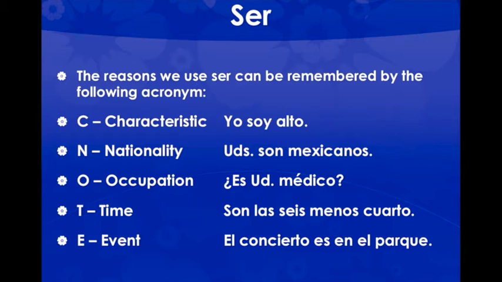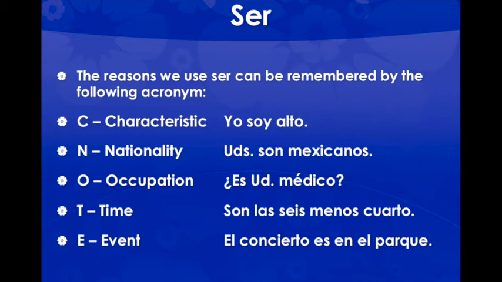If we were describing the nationality of somebody, whether we're saying you all are Mexican, ustedes son mexicanos, or you all are from Mexico, ustedes son de Mexico, that would be ser as well. Occupation is the same way. Your occupation or your nationality is somewhat of a characteristic as well, no? So if you wanted to ask, are you a doctor? ¿Es usted médico? Or yo soy profesor, I am a teacher.